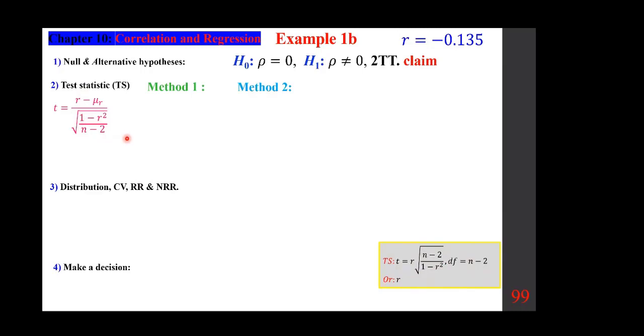So plug in. We already calculated r to be negative 0.135 from the previous page. We are going to put it in. Evaluate the t. The answer is negative 0.1927. In the second method, we don't have to do any evaluation. We've already done the evaluation for r. So the test statistic is the value of r.